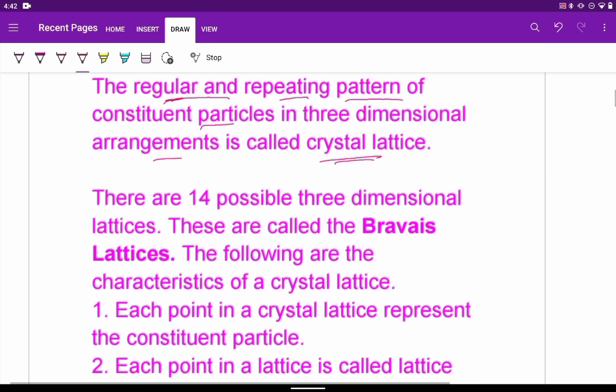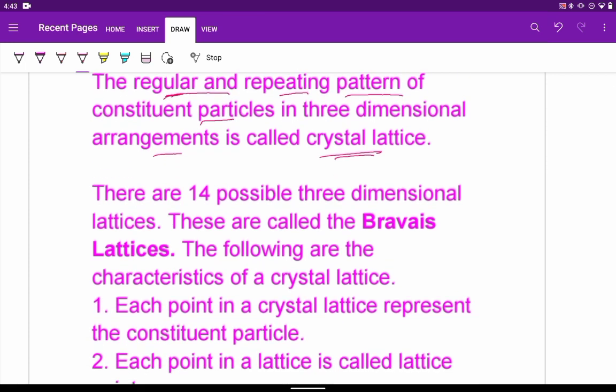How many three-dimensional lattices are possible? There are a total of 14 possibilities and we call them Bravais lattices.